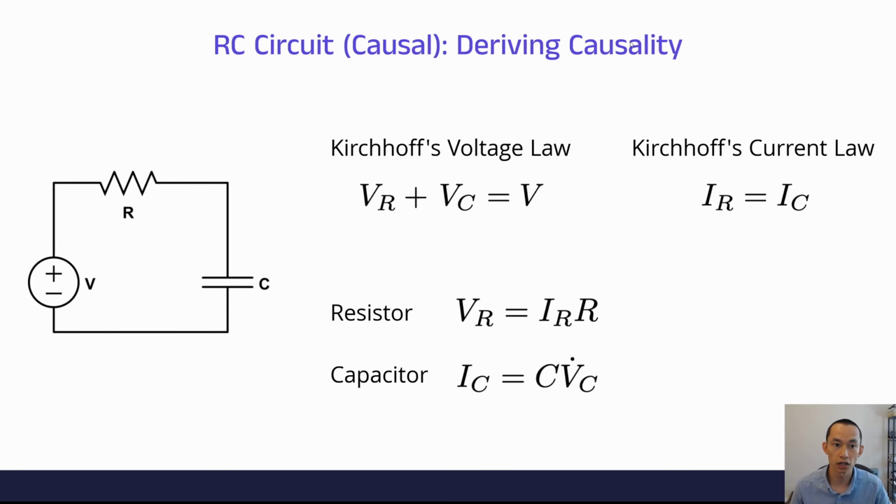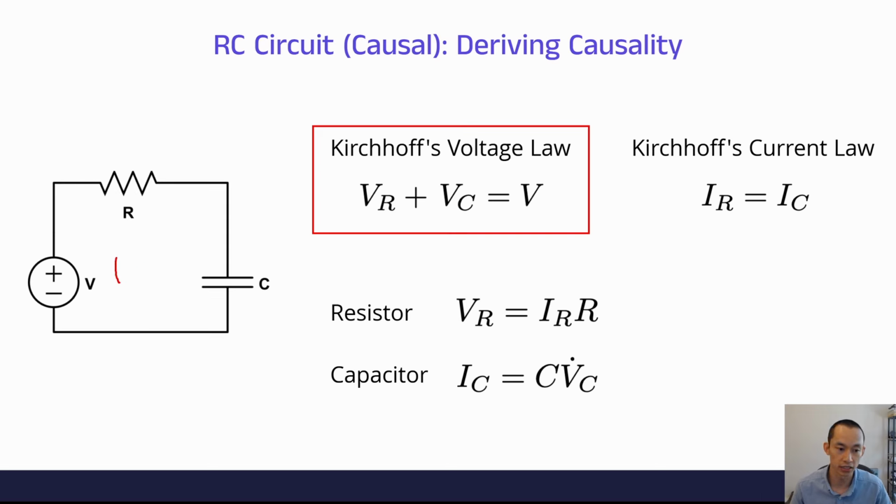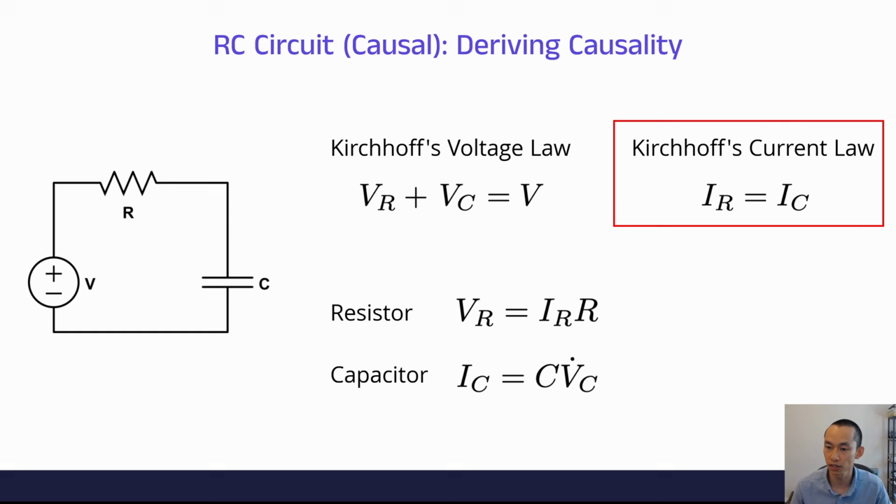So we'll start off by designing an RC circuit using the causal approach. And using the causal approach, the first thing we need to do is derive causality. We start off with our fundamental equations. Here we have Kirchhoff's voltage law, which states that the sum of the voltages in any given loop should sum up to zero. We have Kirchhoff's current law, which allows us to conclude that the current going through the resistor is equivalent to the current going through the capacitor.